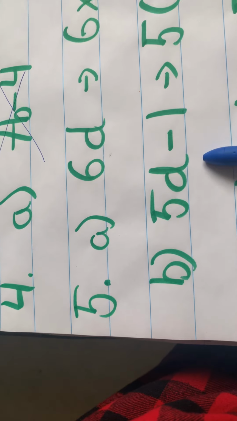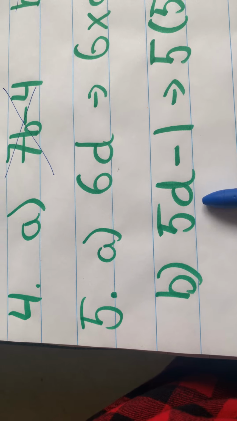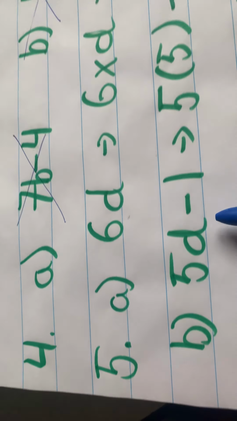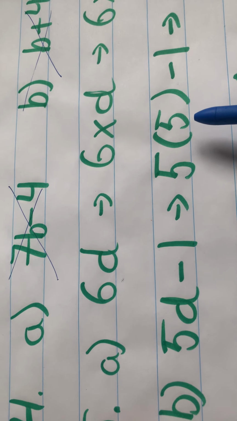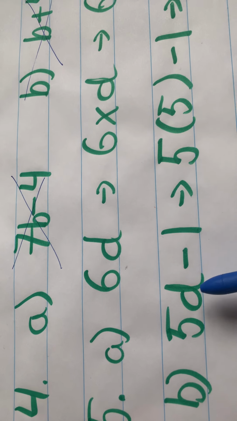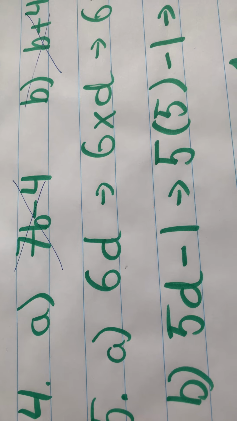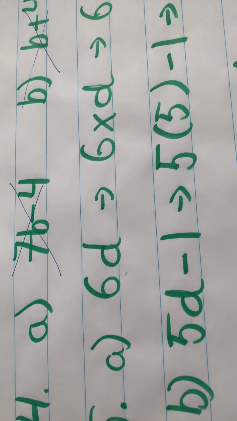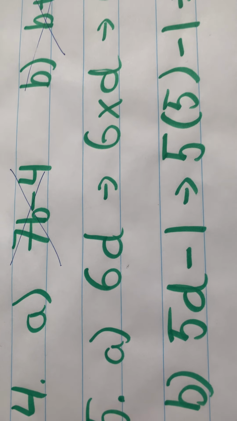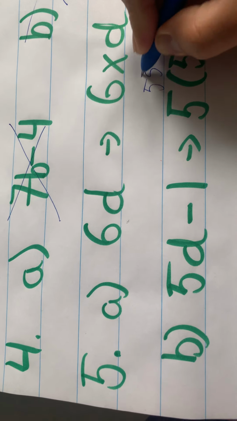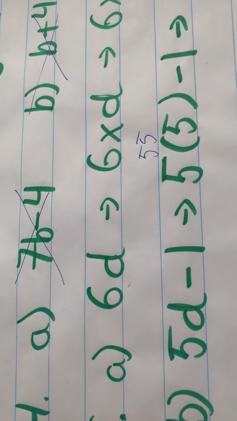5D take away 1. I know that a letter and a number right beside each other means multiplication. Now, you'll notice that when I took out the D and put in the 5, I put that 5 in brackets. How come? If I didn't have the brackets, it would look like 55, right? It would look like this. So then I would see 55 take away 1. Well, that's not right.